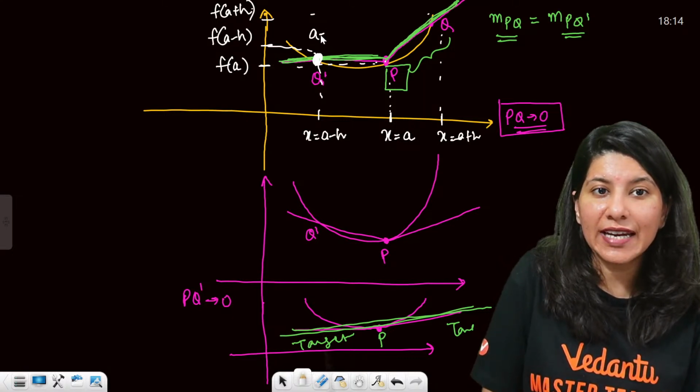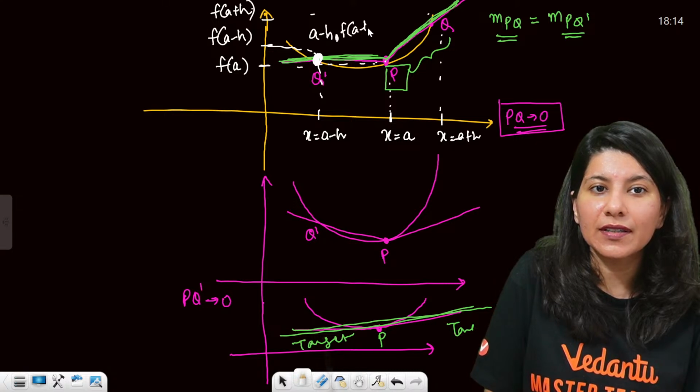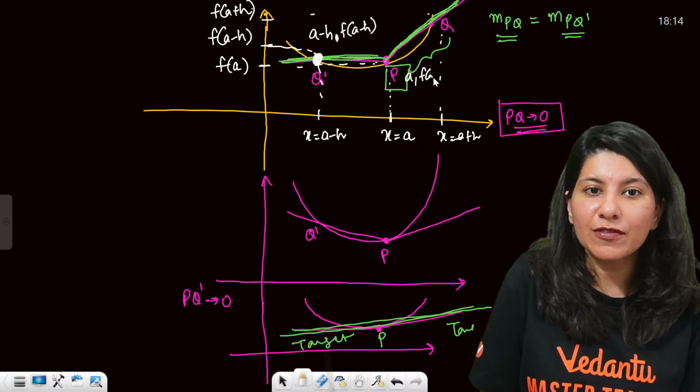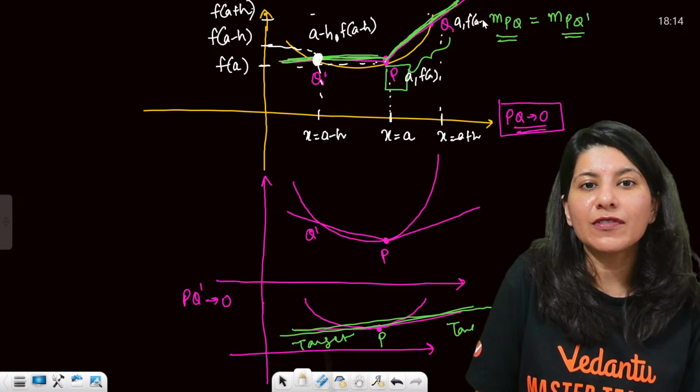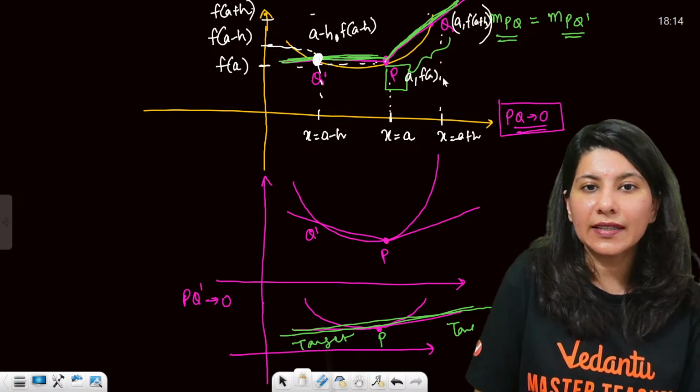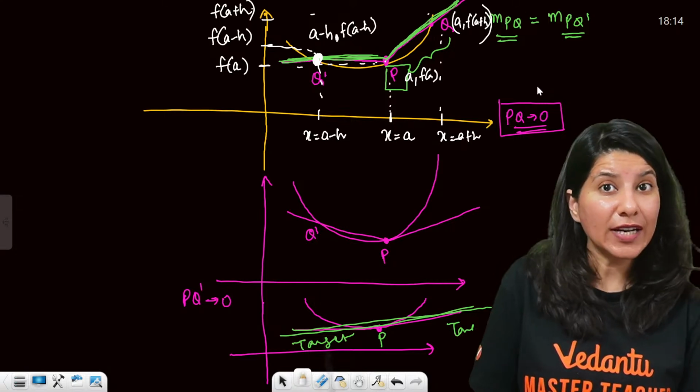So if I just write x coordinate comma y coordinate, this is A comma f of A, and this is A comma f of A plus H. Correct? Okay. So now let us write down the slope.